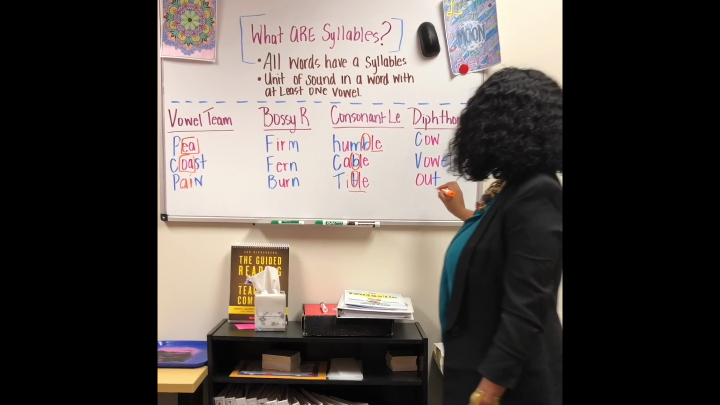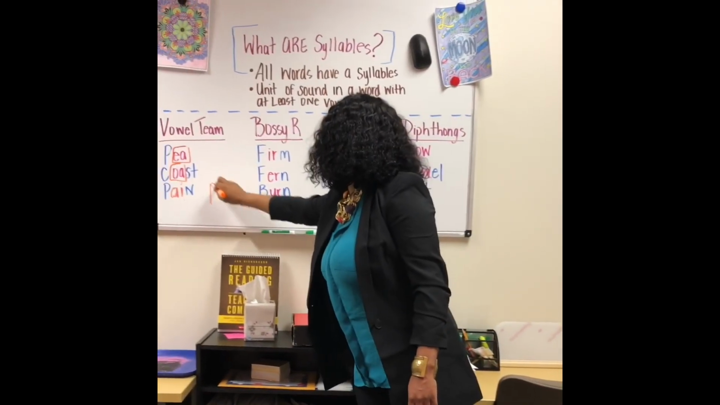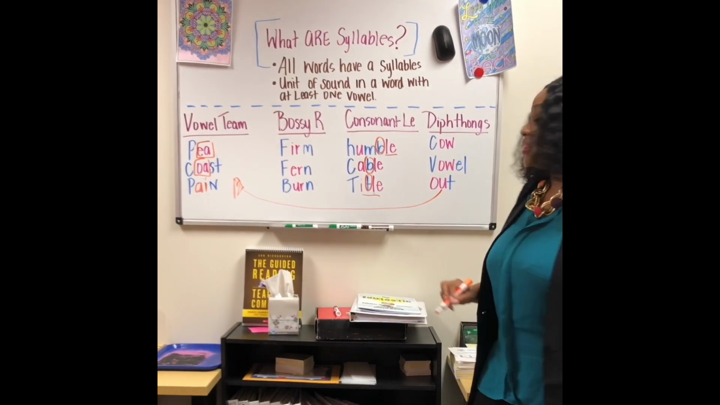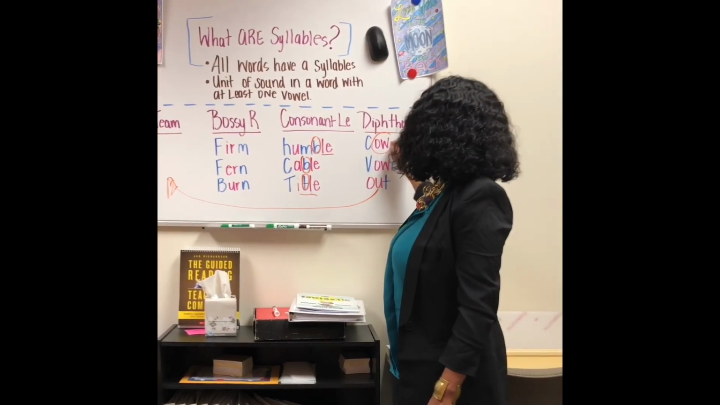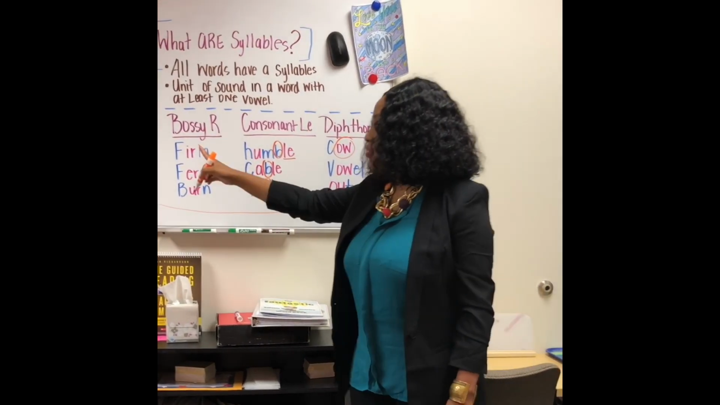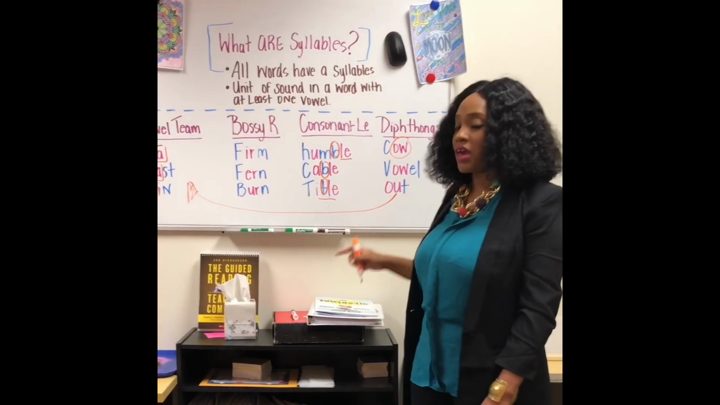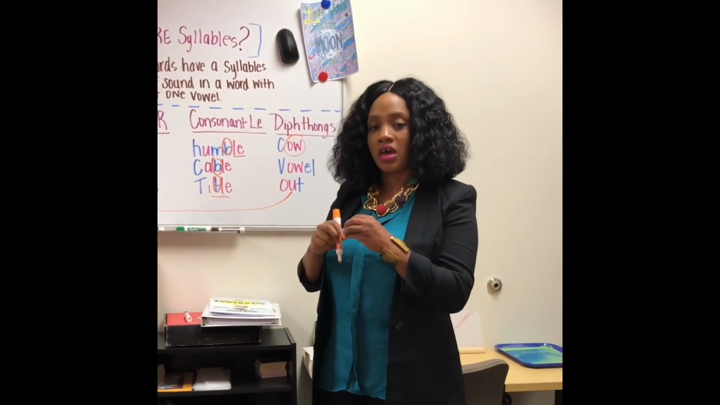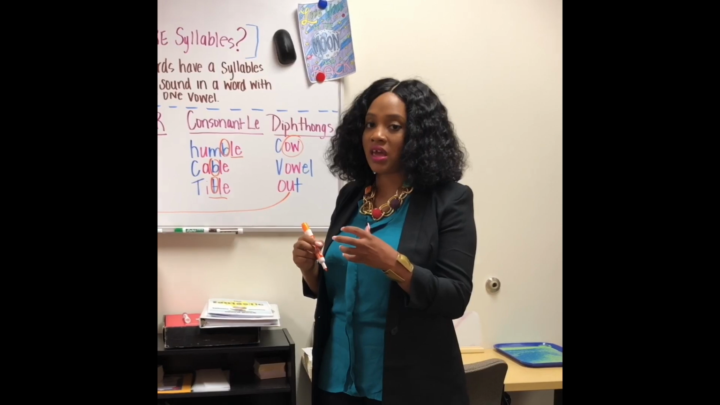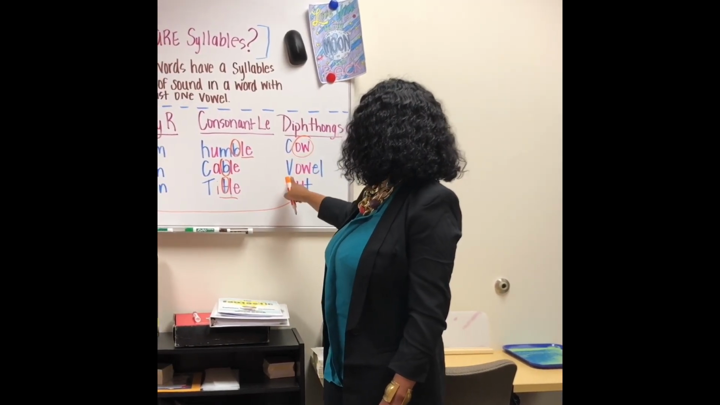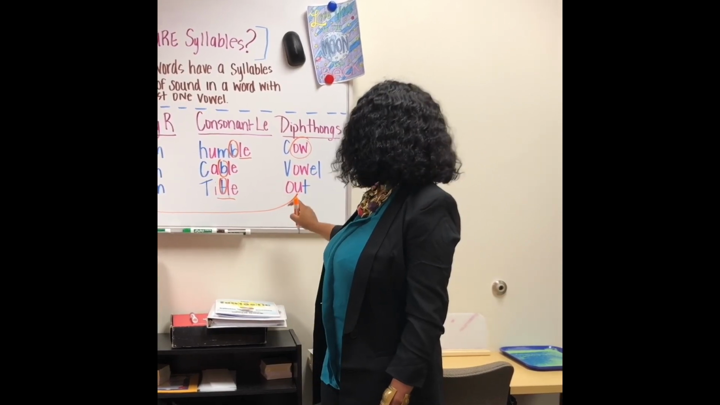All right. Last one, diphthongs. Those are similar to vowel teams, but they are different because they don't necessarily make that long sound. These come together to make a completely new sound, all right? So similar to vowel team, but not necessarily the same, because those two letters come together to make a completely different sound, all right? So for example, ow, owl, and out.